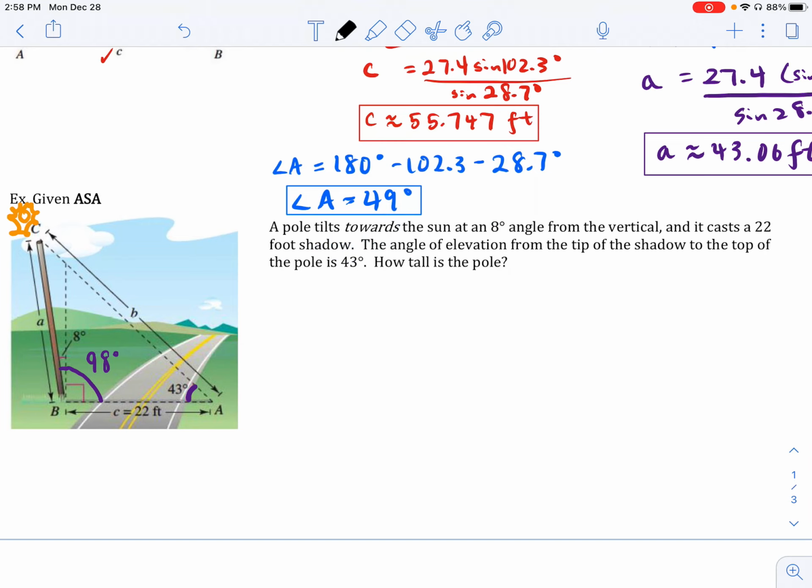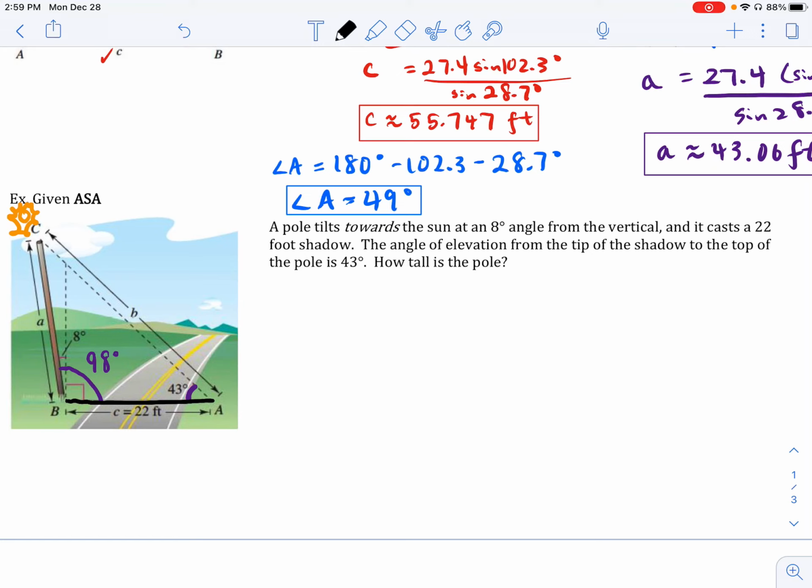All right, so the angle of elevation from the tip of the shadow to the top of the pole is 43 degrees. The angle of elevation, which we discussed in the previous chapter, from the tip of the shadow, so this right here is my shadow, to the top of the pole is 43 degrees. What the problem is asking for is the length of the pole, or how tall the pole is. So this is basically an oblique triangle.